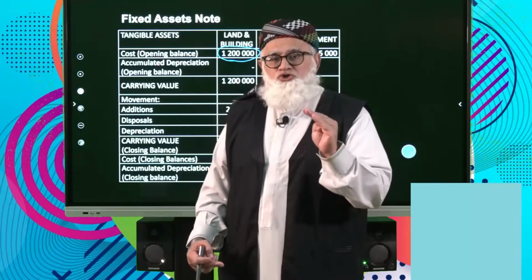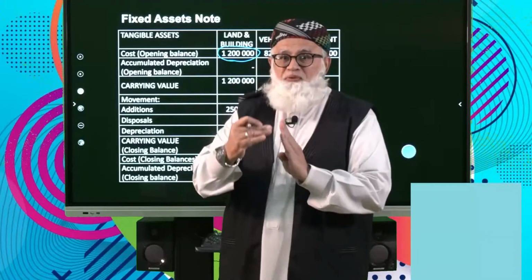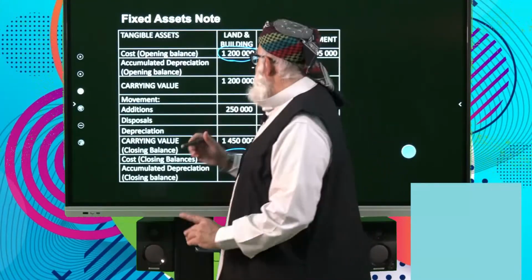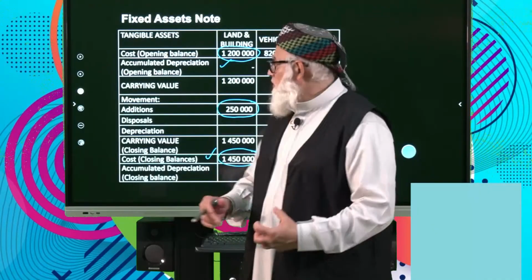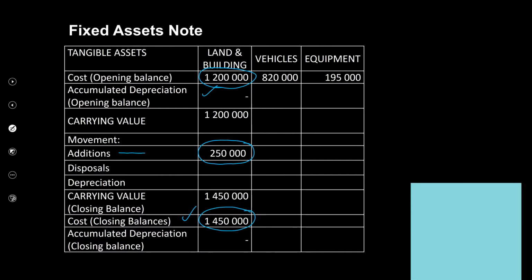Therefore, all you do with land and buildings is compare your opening and your closing balance. My opening was 1,200,000, my closing is 1,400,000. Clearly you can see it increased by 250,000, indicating to me that there was a movement and there was an addition at cost. Can you see? There's your addition of land and buildings of 250,000 Rand.